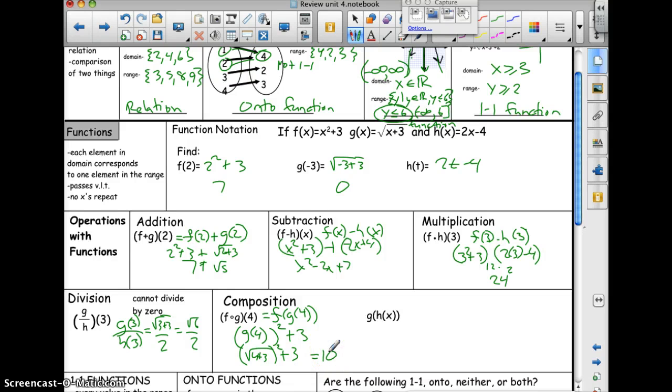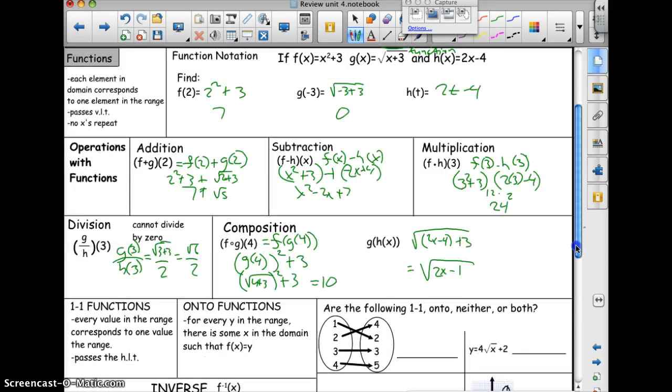Okay, g of h of x. All right, g of h of x. So I start here, I have a big square root, and this is parenthesis where the x was, and I put h of x in there. So 2x minus 4. So it's going to be the square root of 2x minus 1. Okay, and there's my answer.